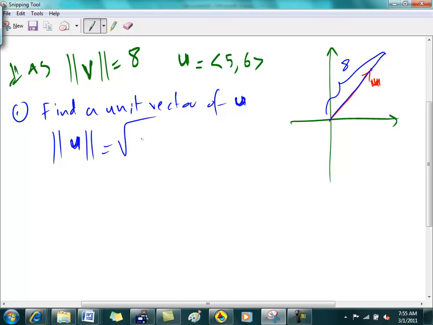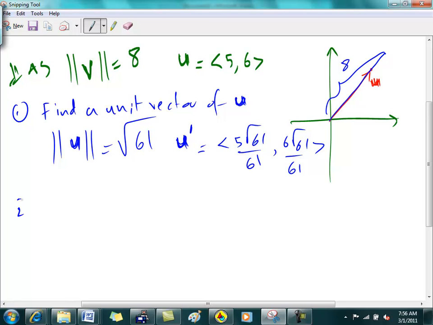Root 61. Then U prime, which is what I will call my unit vector in the same direction as U, is going to be equal to 5 root 61 over 61, 6 root 61 over 61. Everybody buy that? From yesterday's stuff. You take the magnitude of the vector and divide that vector by that magnitude. You get a unit vector.